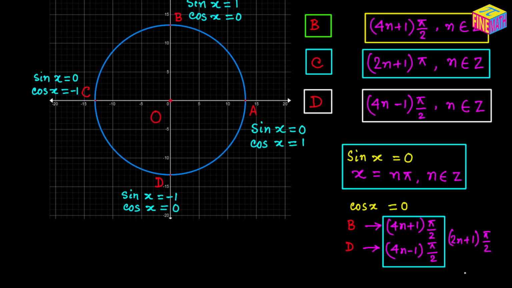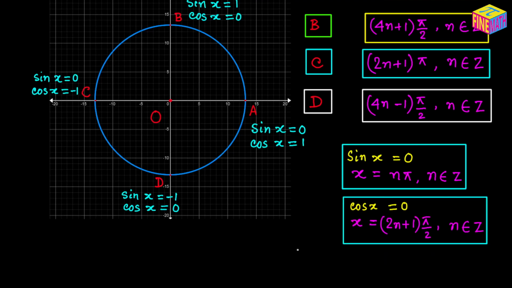So at position B and D, we are actually getting an angle which is an odd multiple of pi over 2. So let me make the summary note here. So we have finally found the general solution when cosine of x equals 0. The general solution x is equal to an odd multiple of pi over 2. So we can write it as 2n plus 1 times pi over 2, where n is an integer.